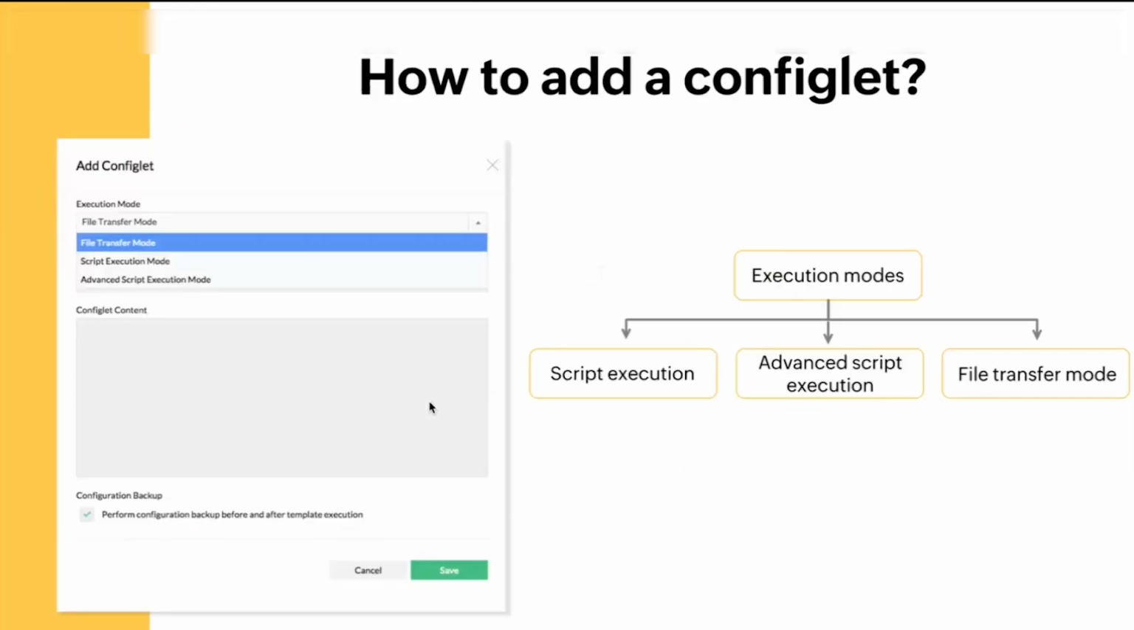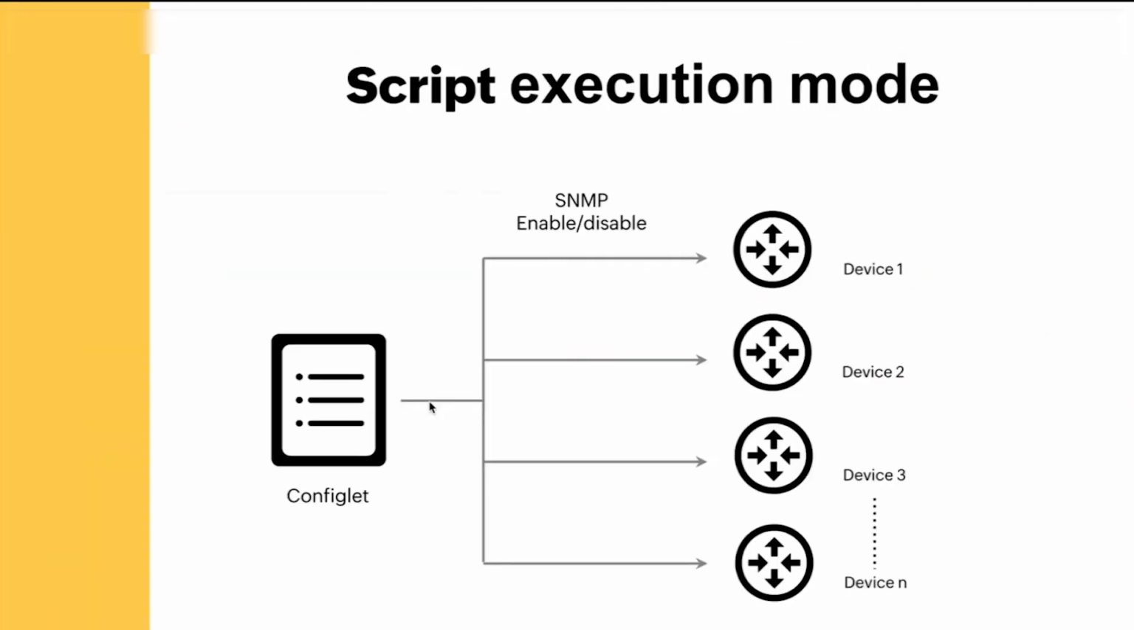Now, how do we add these conflicts in Network Configuration Manager? There are three execution modes through which we add and execute conflicts: script execution mode, advanced script execution mode, and file transfer mode. In the upcoming slides, we look in detail at these three execution modes one by one, starting with script execution mode.